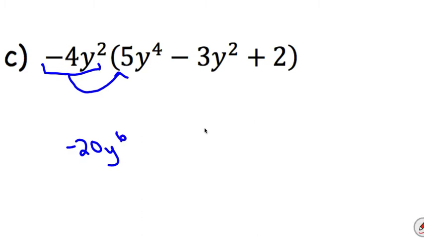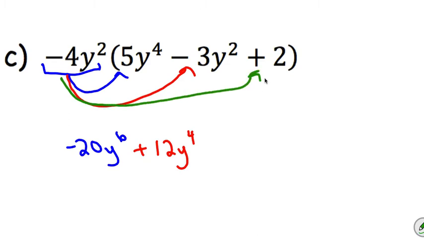I'm going to switch up my color. Negative 4y squared. Now we're doing this times a negative 3y. So first of all, multiply my numbers. Negative 4 times negative 3 is a positive 12. Add my variables. 2 plus 2 gives me 4. Switch up my color. Negative 4y squared times my last term out here, 2. Negative 4 times 2 is a negative 8. And y squared times no y term just means we bring the y squared down, and we're done.